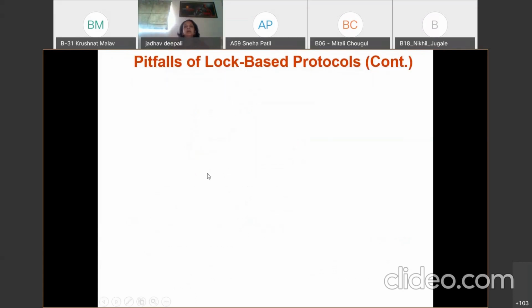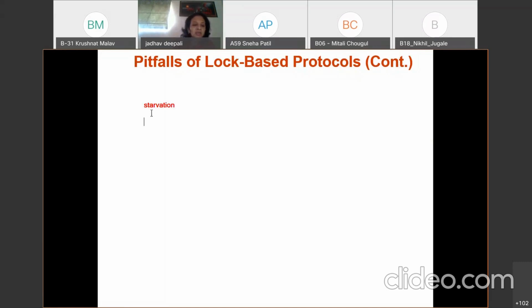Now we are going to see the disadvantages or pitfalls of the lock-based protocol. One of the major disadvantages of the lock-based protocol is starvation. Now see what is meant by starvation. Look at the screen very carefully and also listen, because it's a very simple concept but needs to be understood.